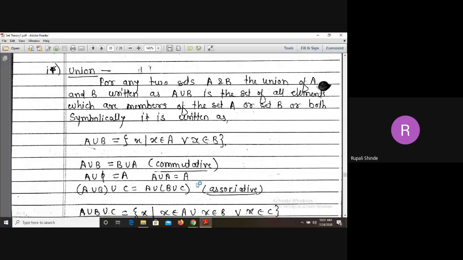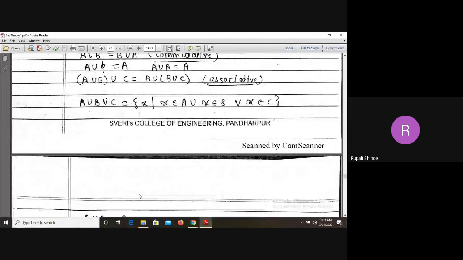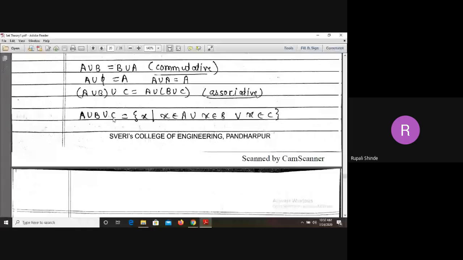Again, the second property satisfied by this union operation is the associative property. So (A union B) union C is equal to A union (B union C). So here we have just changed the brackets. Here we have taken what is the meaning of A union B union C. If you consider any element X, we can say that X belongs to A, or X belongs to B, or X belongs to C. So this is the meaning of A union B union C.